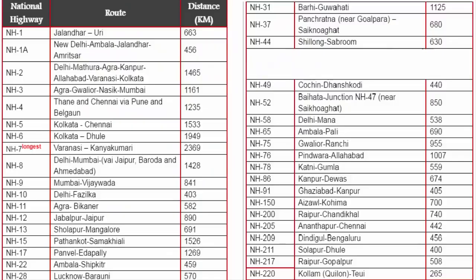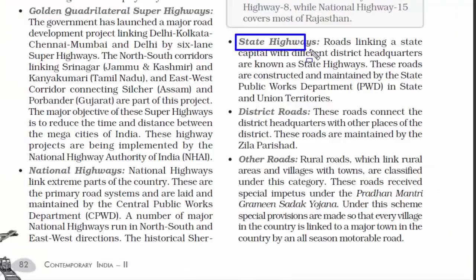So I'll just give you a list of some of the important national highways of India. You can just go through them and keep them in mind. These may come in your exams, hence they are useful. And the third one is state highways.